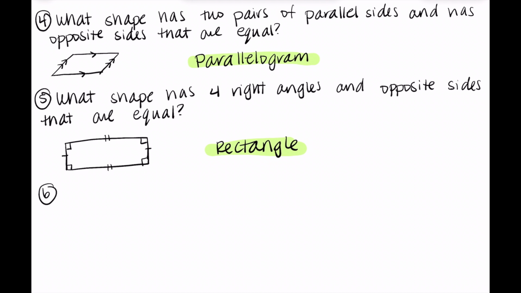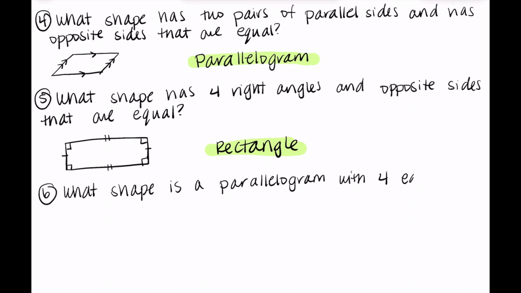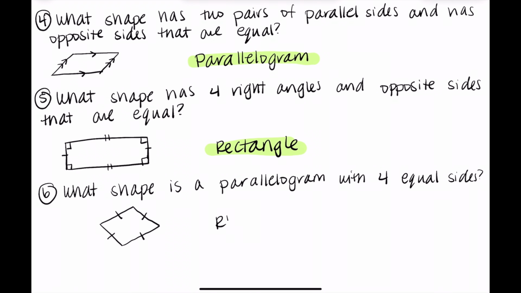And now we'll move on to our last question, our last shape of the day. For number six, it says, what shape is a parallelogram with four equal sides? So this one, let's just start by drawing out a parallelogram, but in this case, we have four equal sides. So it would look like this, and this shape, well, that would be a rhombus.